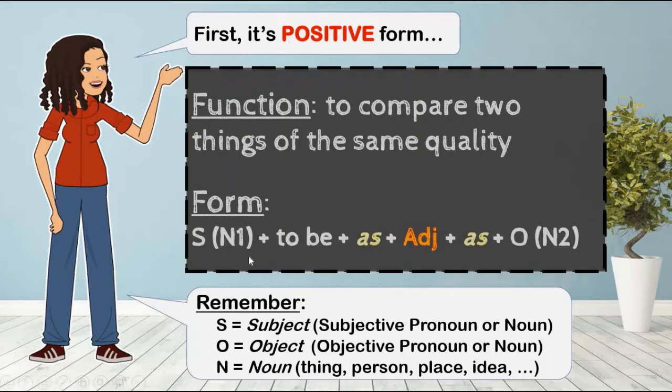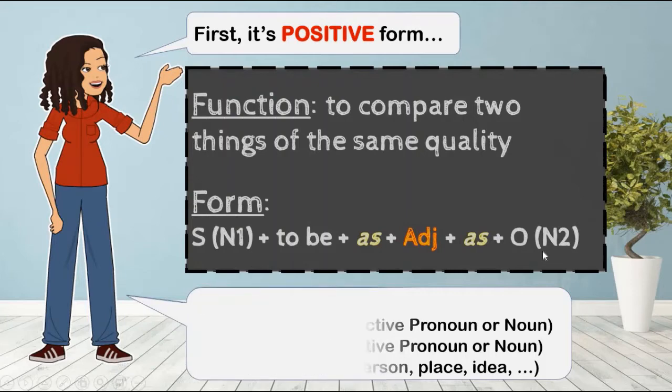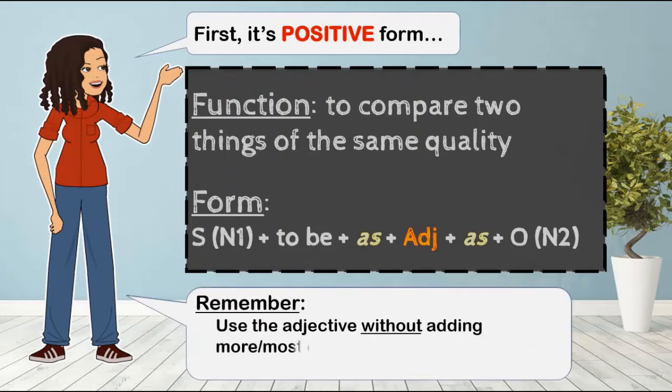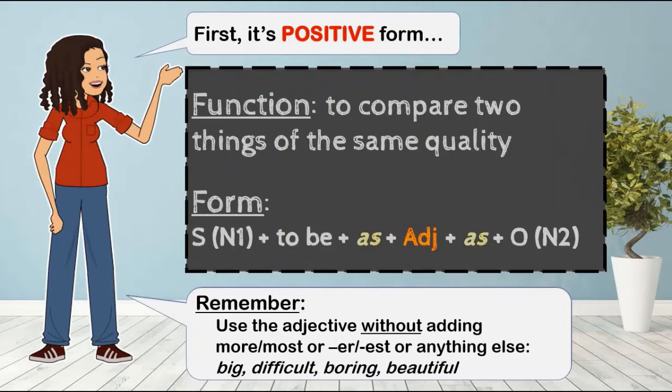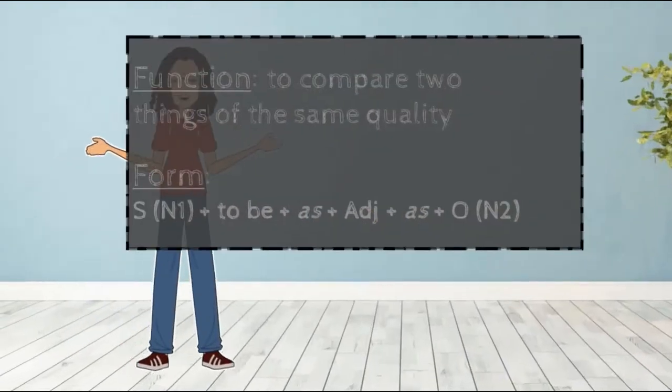So subject, which refers to the first thing or noun, plus to be, is, was or were, plus as, plus adjective, plus as, plus the second thing or second noun. And then you have to also remember that you have to use the basic form of the adjective without adding any words or affix. Okay, you do not use more or est or anything else. Just use big or difficult or boring or beautiful, okay, the adjective itself. Now let's see the example.